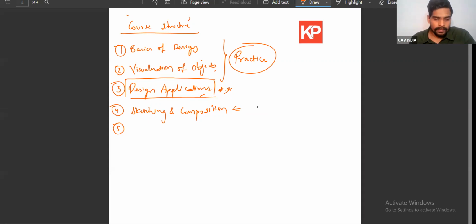Coming to module number 5, it is logical reasoning, or I can simply call it reasoning, which is very important for examinations like NIFT. Probably in the NIFT examination, you need not focus much on visualization of objects as such. It is not very important from the NIFT point of view. But logical reasoning becomes very important from the NIFT point of view. It is very important from the UCEED point of view as well.